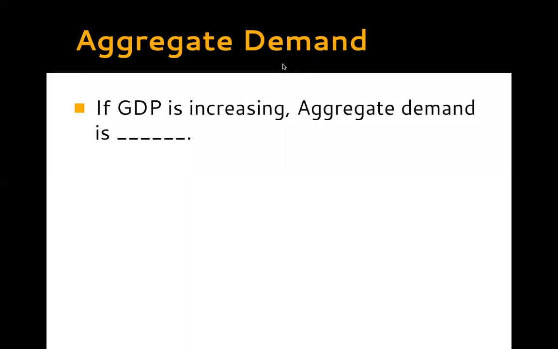Now, so final thing, if GDP is increasing, aggregate demand is going up, because GDP means that people are spending money. And as people spend money, aggregate demand goes up.